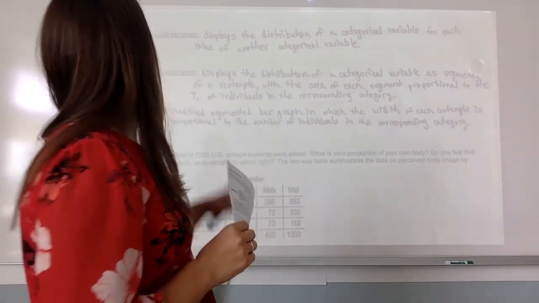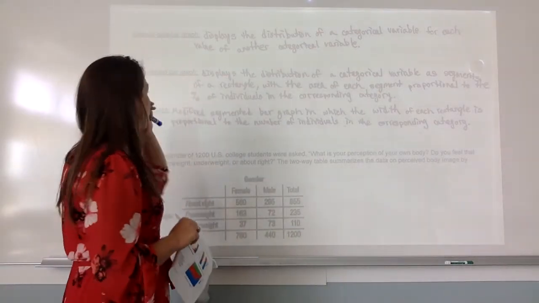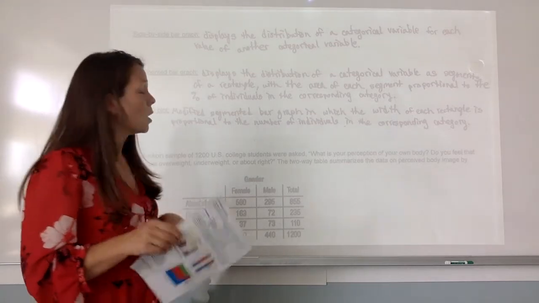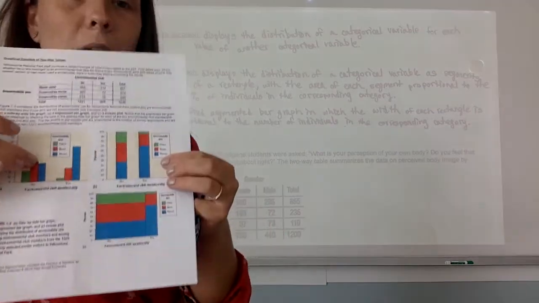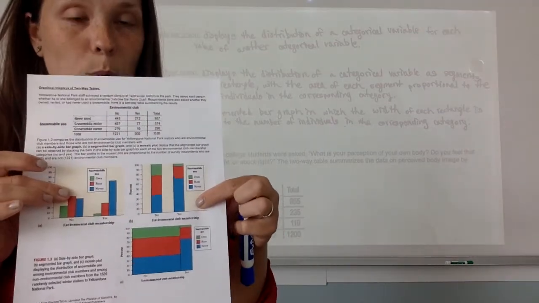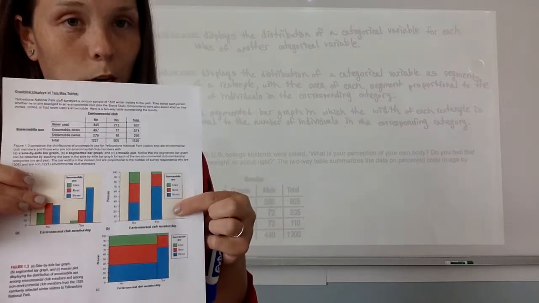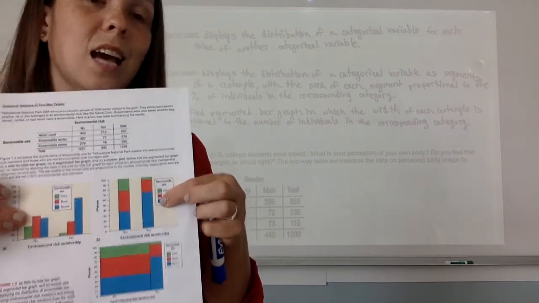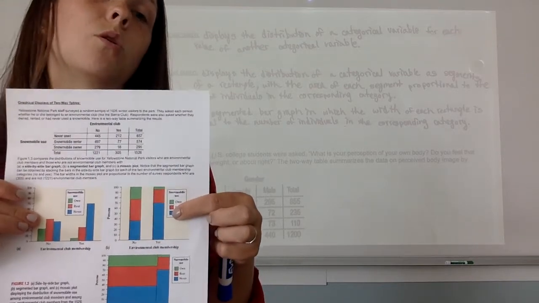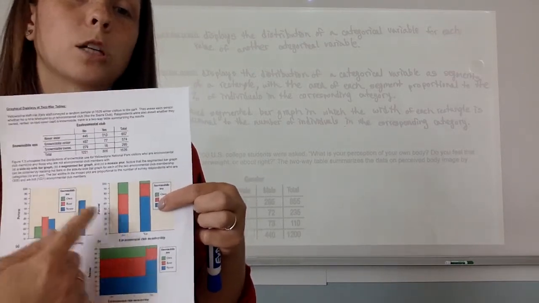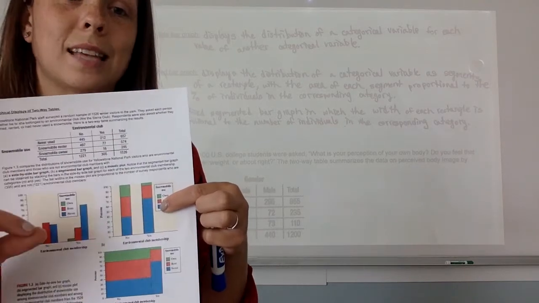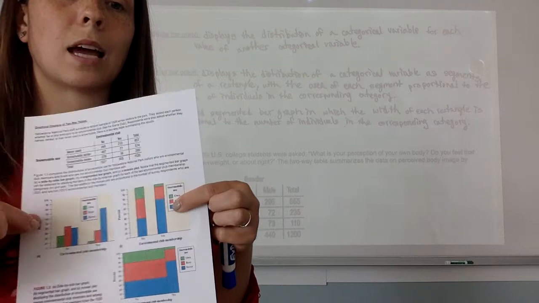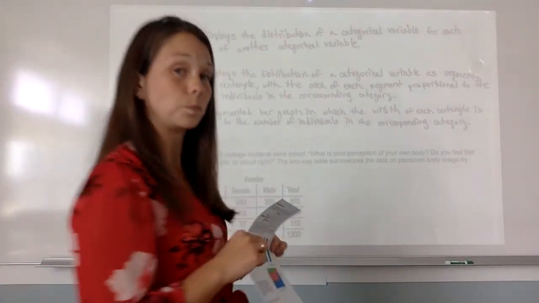Then we have our segmented bar graph displaying the distribution of a categorical variable as segments. So the side-by-side and the segmented bar graphs are really very similar, but side-by-side, they're next to each other. Segmented, they're stacked on top of one another. So notice that all the sizes of the bars from one to the other are the exact same size. It's just segmented, they're stacked on top. Side-by-side, they're next to one another.